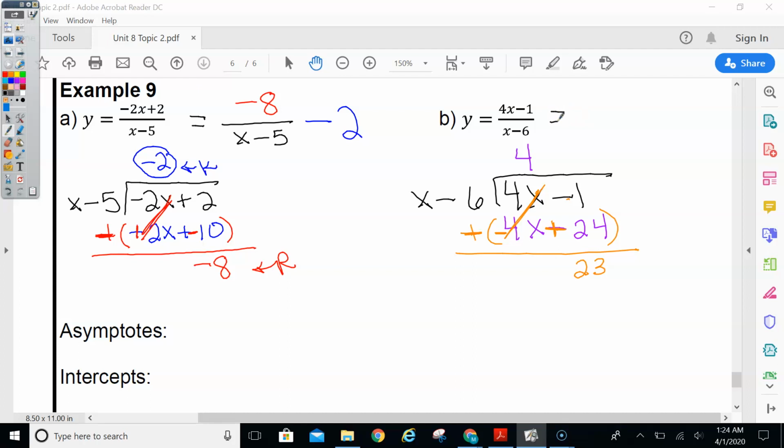So writing it in transformation form, the plus 4 up here is the k value. The 23 is the a value. And the x minus 6 stays the same.